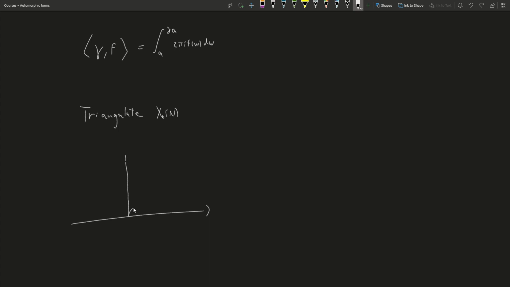Okay, I'll just do it this way. So let's look at the following triangle. So this is a triangle between infinity, I'm just going to write infinity, the point 0 and the point 1. And these sorts of triangles are what we're going to use to triangulate.